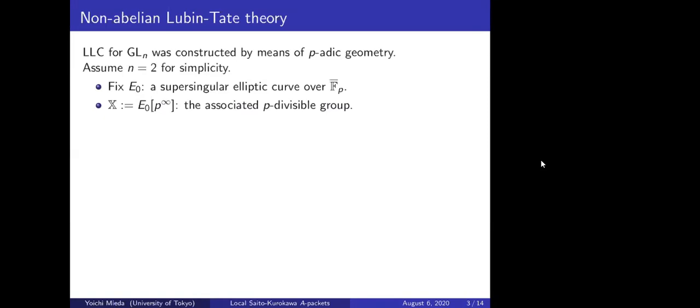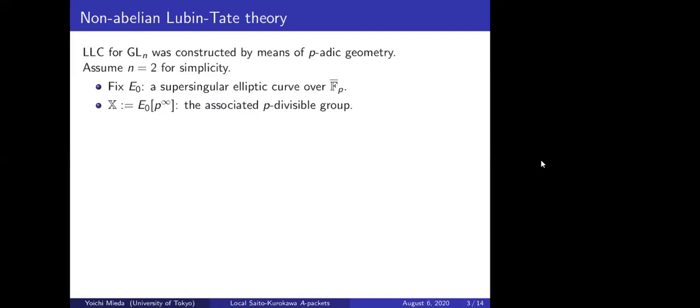To do that, let's first fix E_0, which is a supersingular elliptic curve over F_p bar. And let X, bold X, be the p-divisible group attached to this supersingular elliptic curve. Then actually this X is of dimension one and height 2, and it is independent of the choice of this E_0. So such X is unique up to isomorphism. So this is the unique one-dimensional p-divisible group which is isoclinic of slope 1/2.